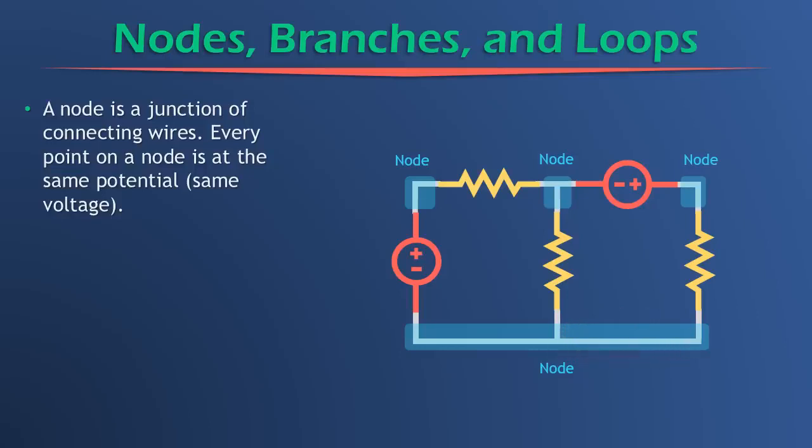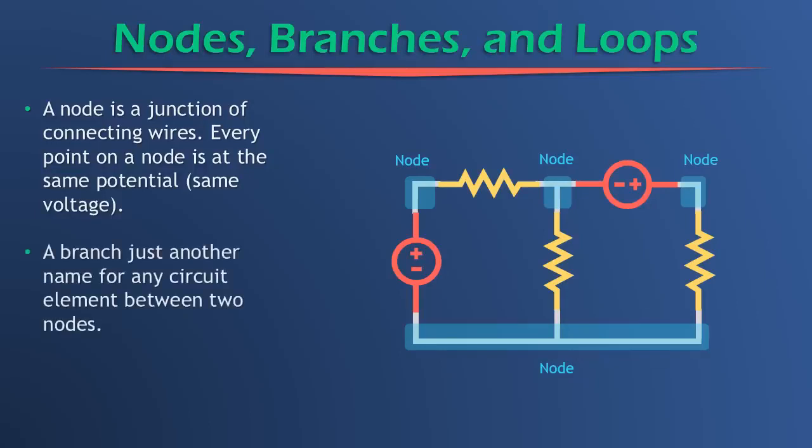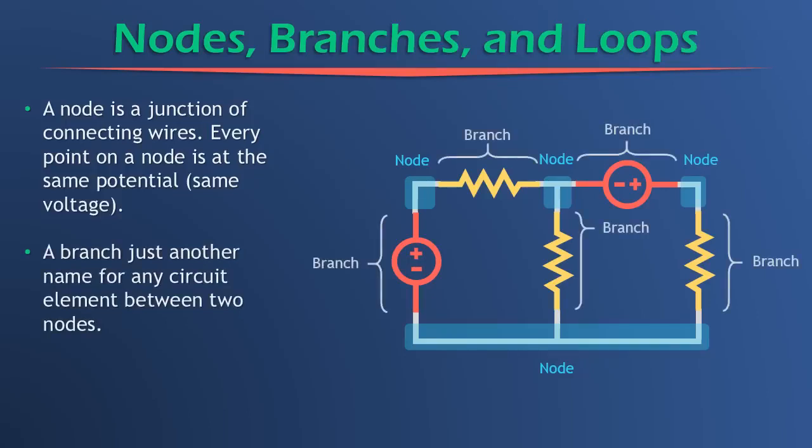Next part we have is called a branch. A branch is really just a fancy name for any of the circuit elements between two nodes. So here are all our branches in the circuit. It's really as easy as it sounds. It's the element between nodes. I guess the difference between a branch and just a circuit element is that a branch is an element that is part of a circuit by definition, while a circuit element on its own can just be a standalone thing that we can talk about by itself.